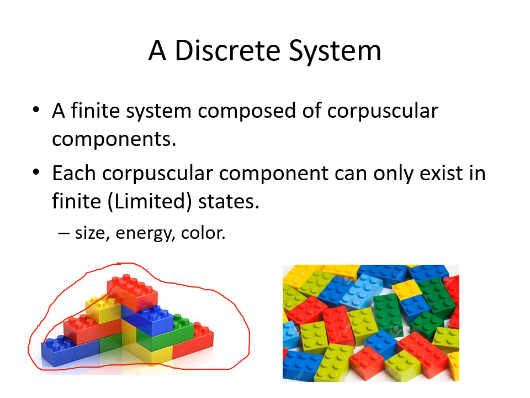Now, each one of these corpuscular components themselves can only exist in finite or limited states. In other words, how many squares are on the top, what color it is, what shape and what size. And so in other words, a discrete system is a system composed of smaller discrete components that only exist in a small variety of states and colors and shapes.